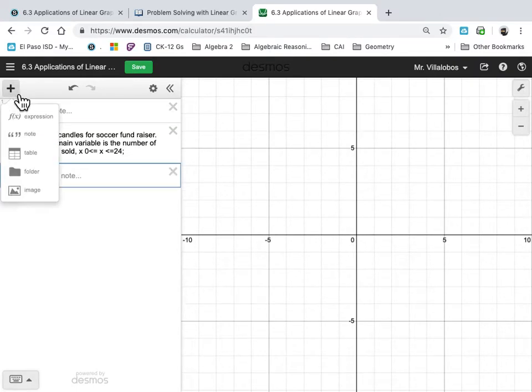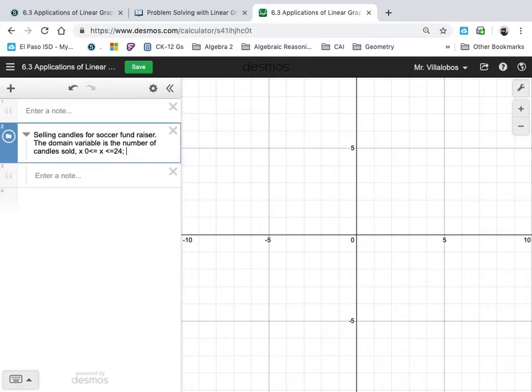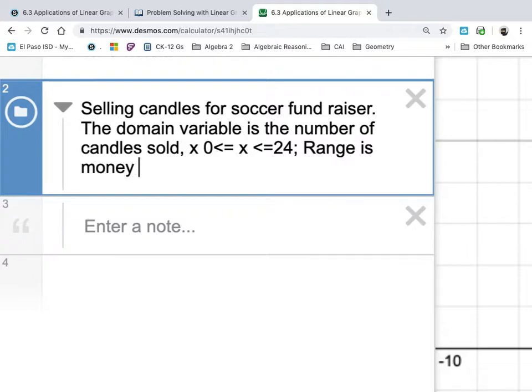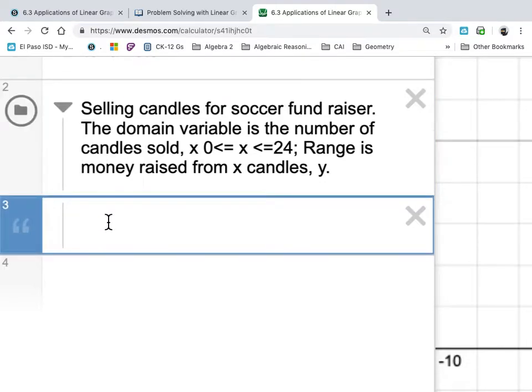I'm going to add a note, and I guess I'm going to leave it here. I'm going to make this bigger so you can see. Range is money raised from X candles. Y. Now, what do I know? Yeah, the money raised is Y.